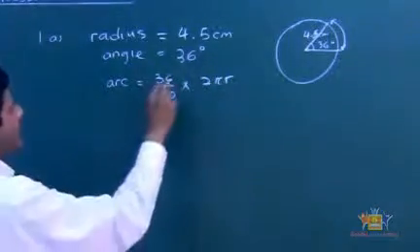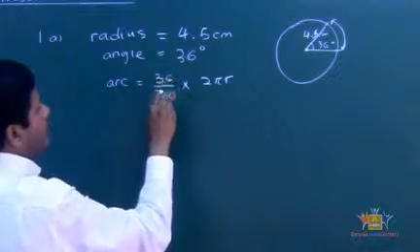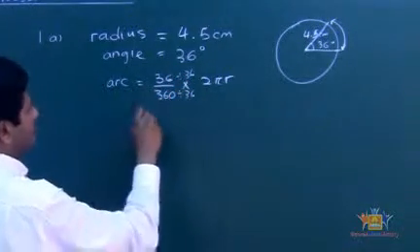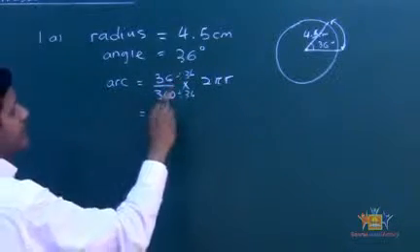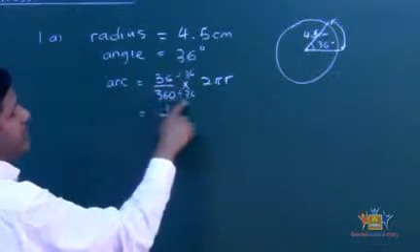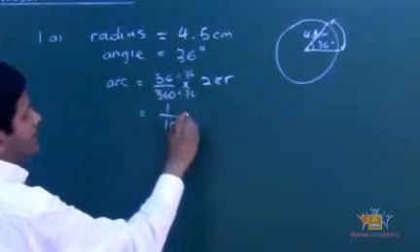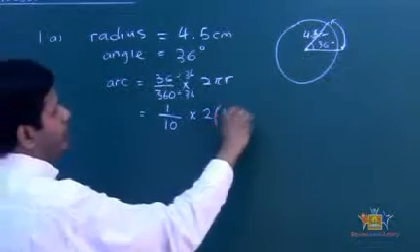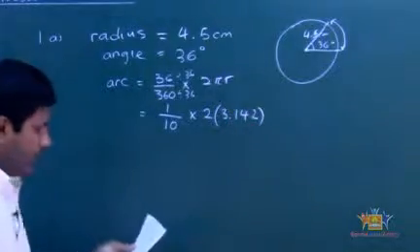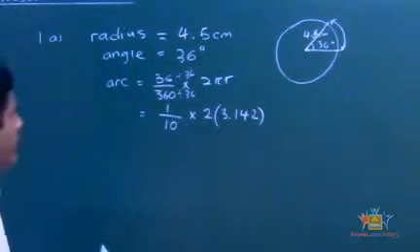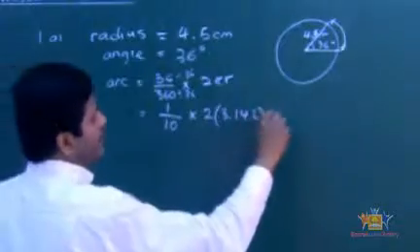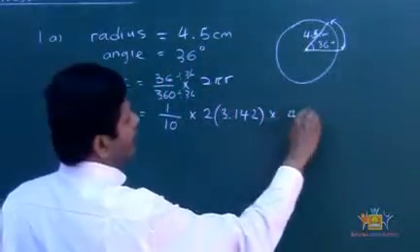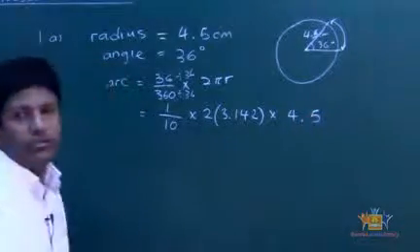Let's simplify this. We know 36, I can divide this by 36, I can divide this by 36. So 36 divided by 36 is 1, 360 divided by 36 is 10, times 2, and what's pi? Pi is 3.142, it's given, so use pi, 3.142, and then times r. What is r? 4.5. It's going to be in centimeters, we're just not going to use the units.